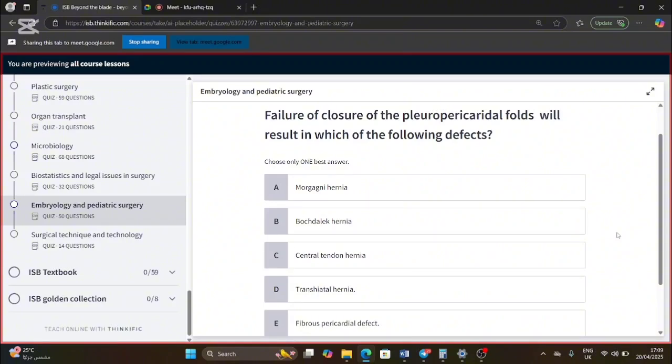Failure of closure of the pleuropericardial fold will result in which of the following events?